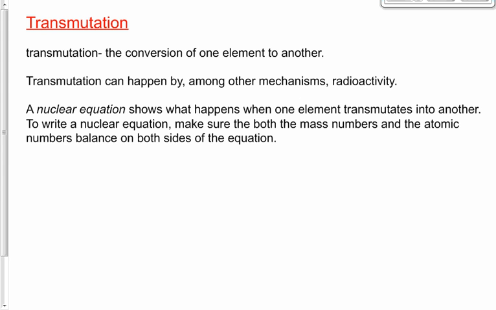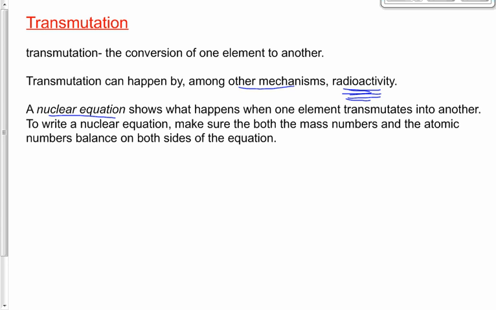It can happen, among other mechanisms, by radioactivity that we've been talking about. Now, a nuclear equation is somewhat like a chemical equation. I know you guys are all chemistry people here. A chemical equation shows how a chemical reaction takes place. It shows how reactions between electrons take place. A nuclear equation shows how interactions between nuclei take place.